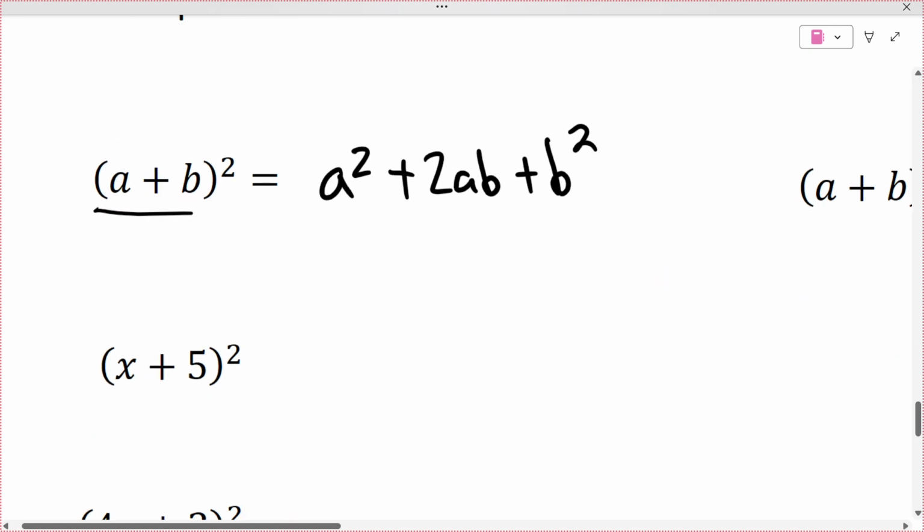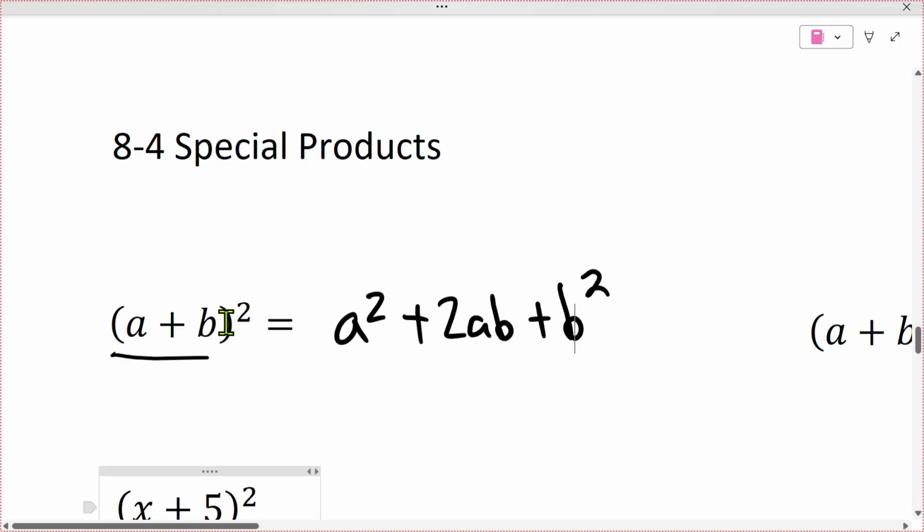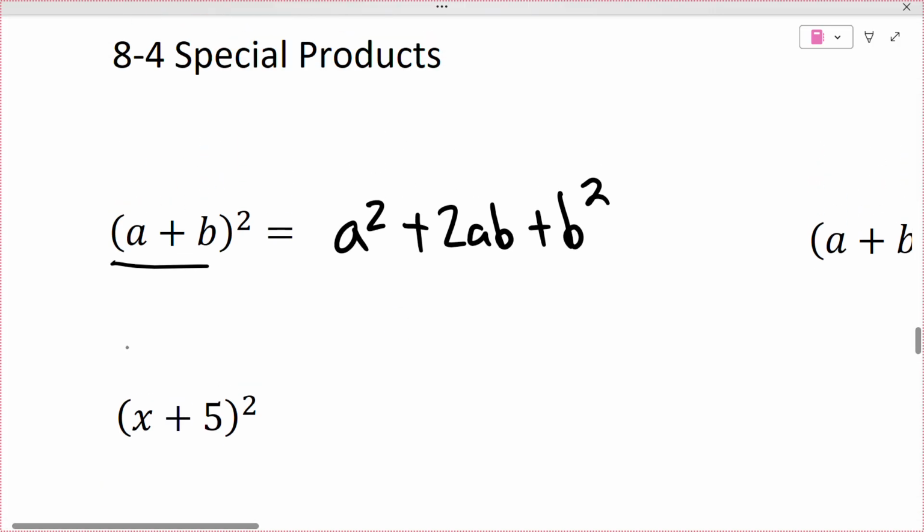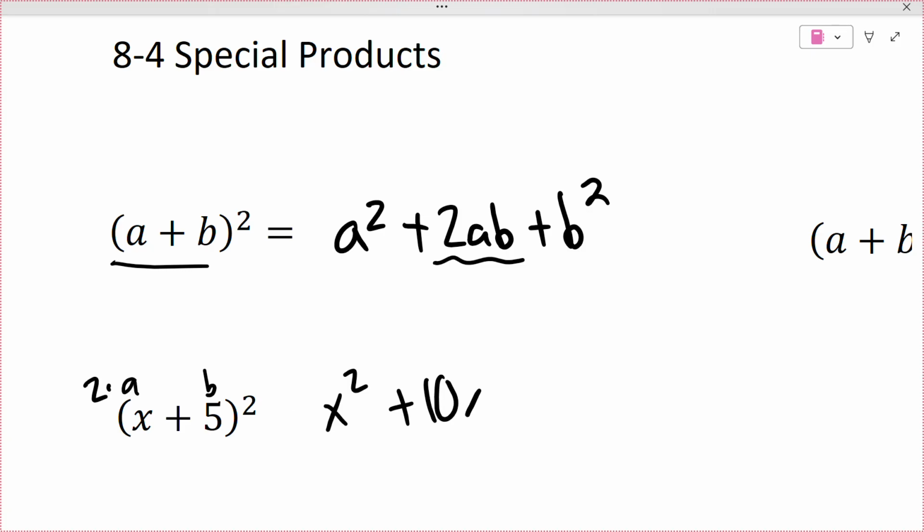So for example, if I have x plus 5 squared, I can certainly do this my Punnett square way and get x squared plus 10x plus 25. The other way I could do this is, this would be my a and this would be my b. So a squared would be x squared. 2 times a times b would be 2 times x times 5, which would be 10x. And then my b squared, which is my 5, would be 25. Okay, this only works for something where it's a plus b squared.